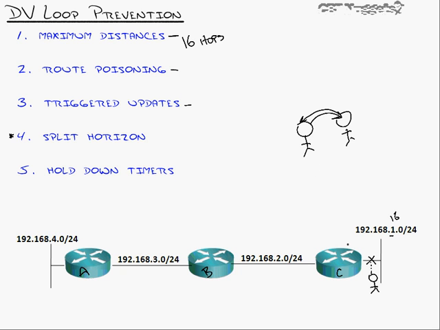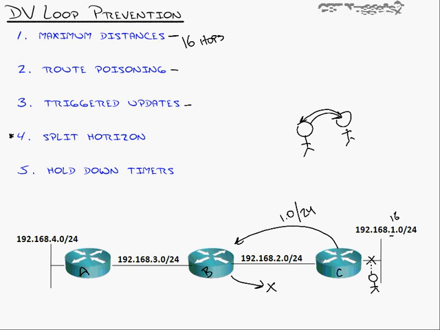So split horizon is a rule that says do not tell routers about routes they told you about. So when router C says, hey, router B, I know about 192.168.10/24, router B is now banned from telling router C about that route. Brilliant. Because that's how this whole thing started in the first place, right? Router C heard about a route that it told router B about. And that's what caused router C to point to router B and started the whole loop from the beginning.